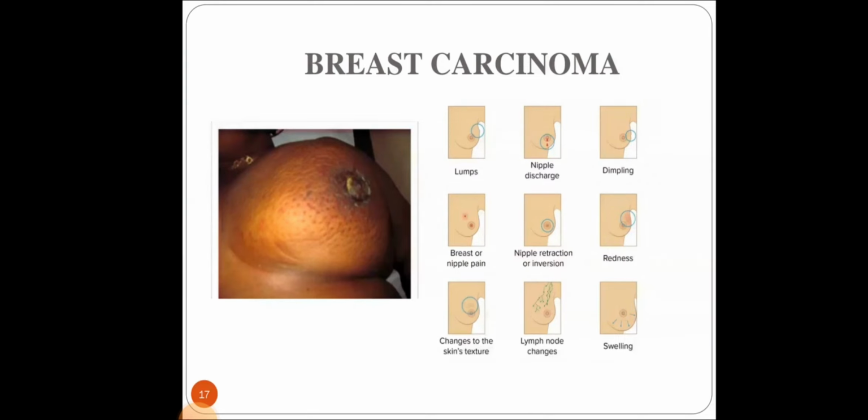Means 1% in males, especially in the case of gynecomastia, the males who have that gynecomastia condition, there is a 1% chance of this incidence. Then another thing is genetic cause. Genes associated with breast carcinoma, the BRCA1 and BRCA2 genes, can be associated with an increased risk.